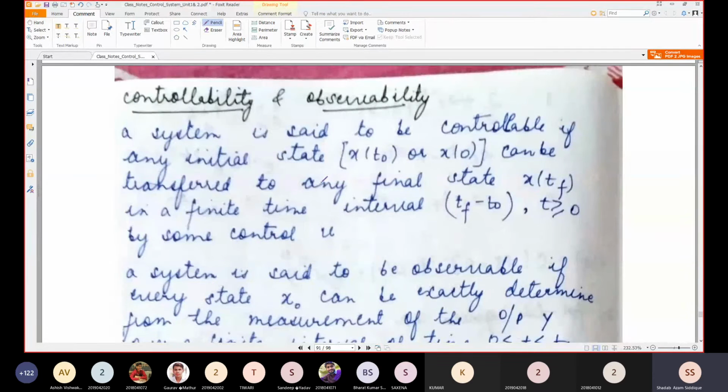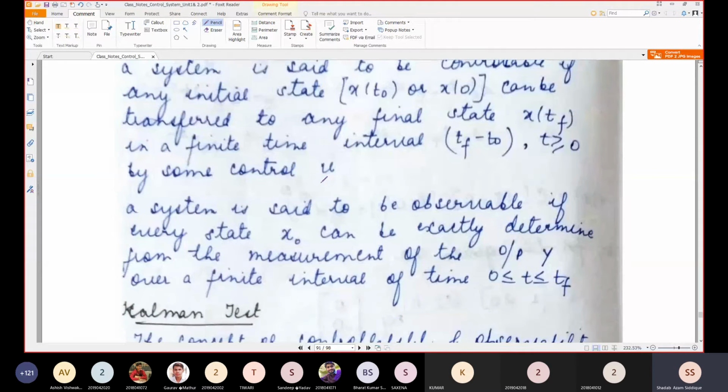Now observable means a system is said to be observable if every state x naught can be exactly determined from the measurement of the output y over the finite interval of time between t naught and tf. From the initial state to the final state, we are able to find every state of the system. That system is called an observable system, okay. So this controllability and observability definition you should remember.